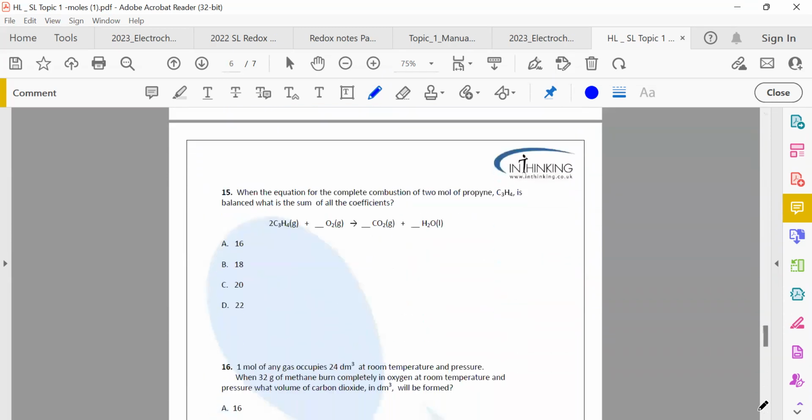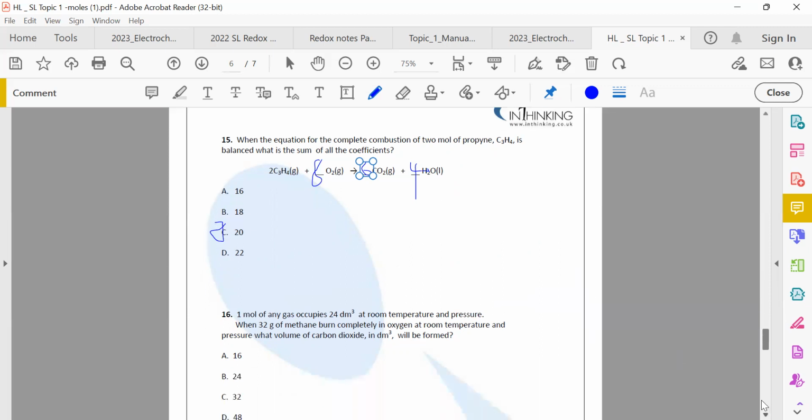Okay, 15, which equation for the complete combustion of 2 moles of propane is balanced? What's the sum of the coefficients? So how do you do this? I'm going to balance this by using a 6 here because there's 6 carbon. I'm going to balance this by putting 4, because I got 8. And after that, now I have 12 here and 4 here. That means I have a total of 16. 12 plus 4 is 16. Therefore, this is how many? 16, 8. Okay, so 8 will be 2, 8, 6, 4. That will give you 20. The answer is C. Yay.